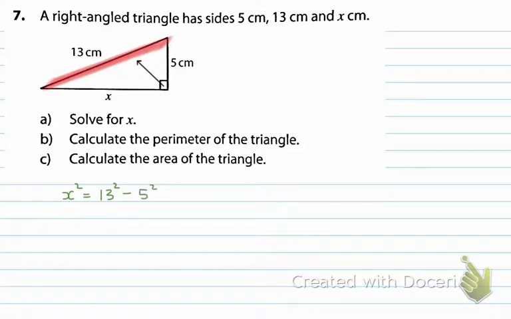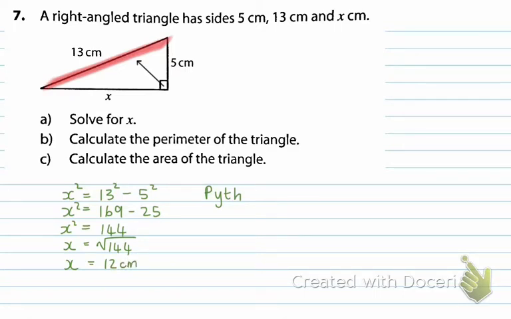And remember to give a reason, I'm using Pythagoras. Okay, now 13 squared is 169, 5 squared is 25, and if you subtract that, it gives you 144. Okay, so I know that x squared is equal to 144, but I want the answer of x. So how do I get rid of the square? I take the square root on the other side, and the square root of 144 is then equal to 12 centimeters.